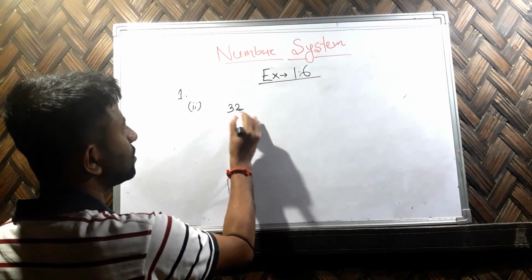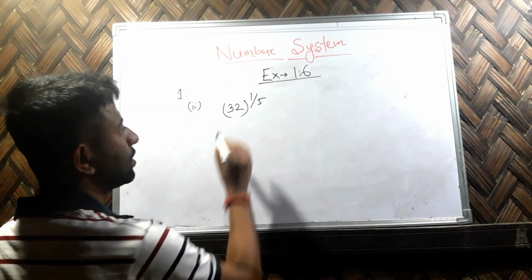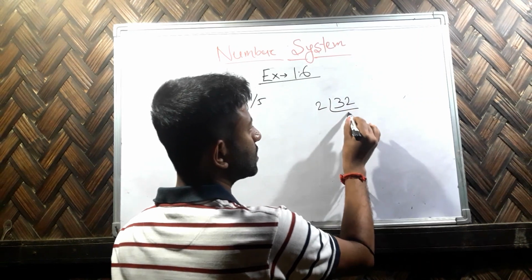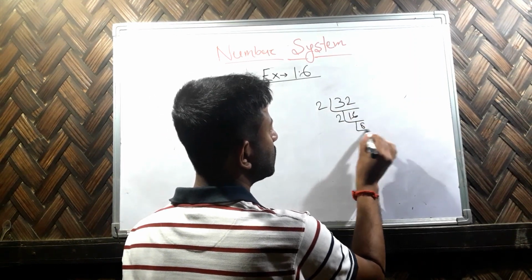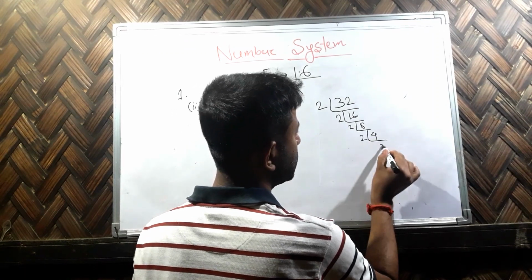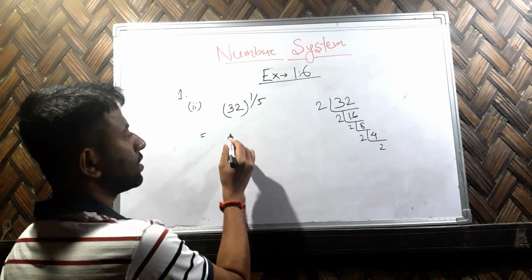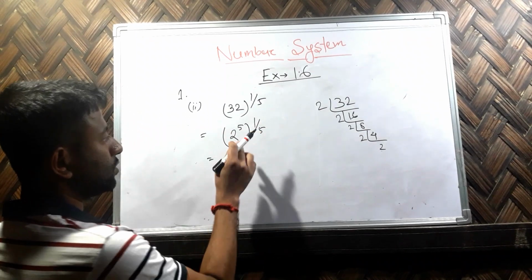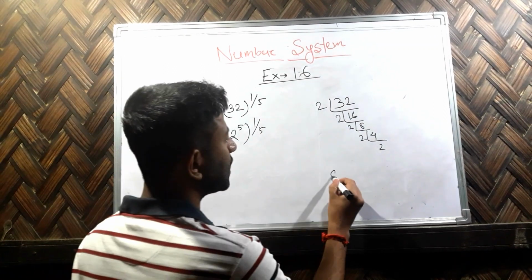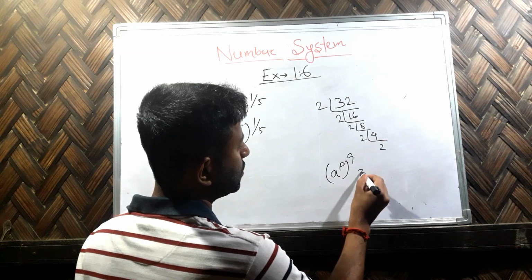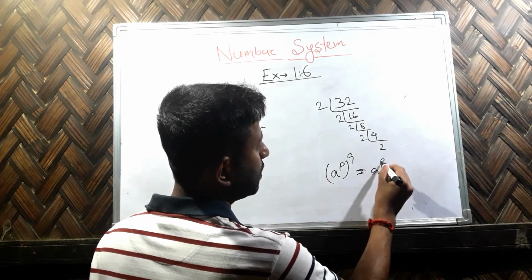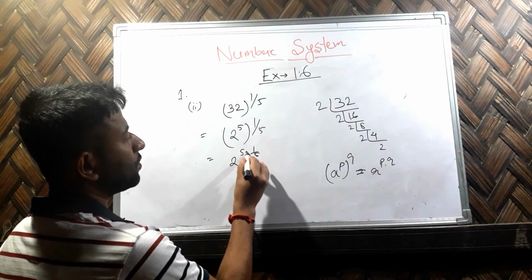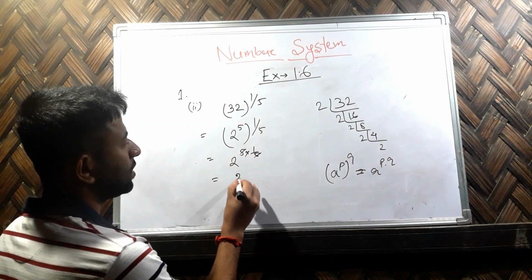Question: 32 to the power 1 by 5. Okay, so this 32, how can I expand this one? 32 is 2 times 16, 2 times 8, 2 times 4, 2 times 2. So this 32 I can write as 2 to the power 5, and the whole to the power 1 by 5. I told you, whenever a to the power p is outside and this is q, then I can write this as a to the power p into q. So here also 2 to the power 5 into 1 by 5. So now this 5 cancels, ultimately 2.